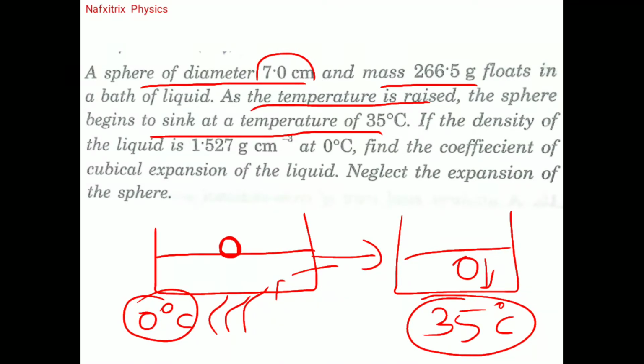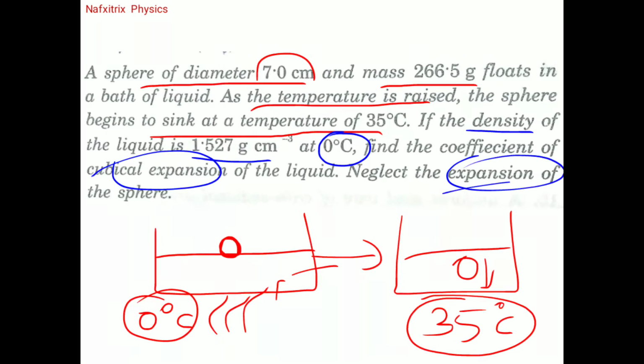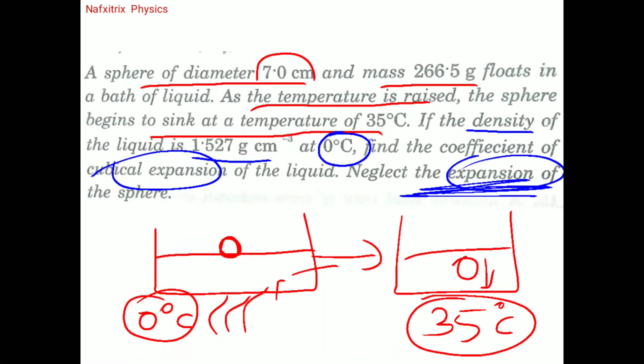So if the density of the liquid is 1.527 gram per centimeter cube at 0 degrees centigrade, they have provided us with the density of the liquid at 0 degrees centigrade, and we need to find the coefficient of cubical expansion of the liquid. Cubical means volume expansion, so we need to find it in 3 dimensions. Neglect the expansion of the sphere. This is a very important point to be noted.